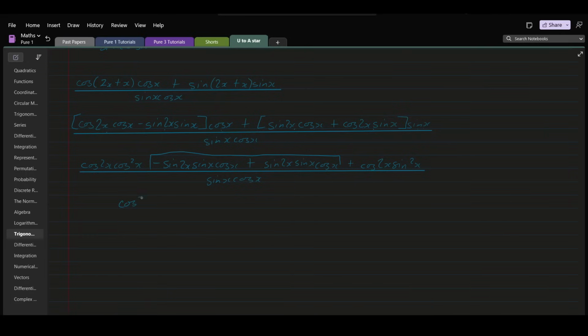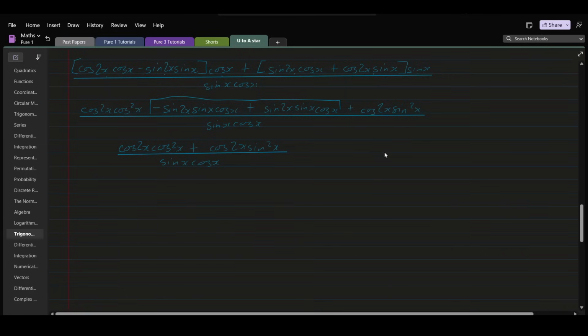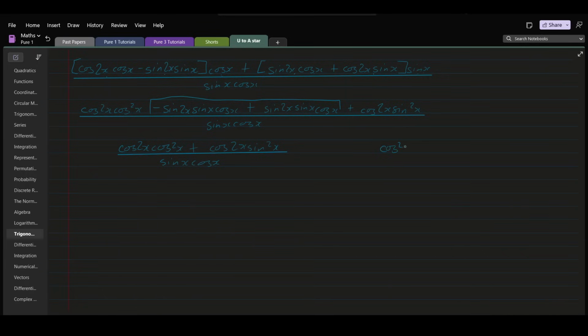So you end up with cos 2x cos squared x plus cos 2x sine squared x, over sine x cos x. To simplify, we're going to use the identity cos squared x is identical to 1 minus sine squared x. So here where there's a cos squared x, we substitute it with 1 minus sine squared x. That becomes cos 2x times (1 minus sine squared x) plus cos 2x sine squared x, all over sine x cos x.